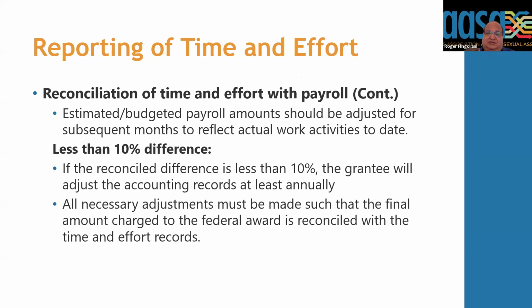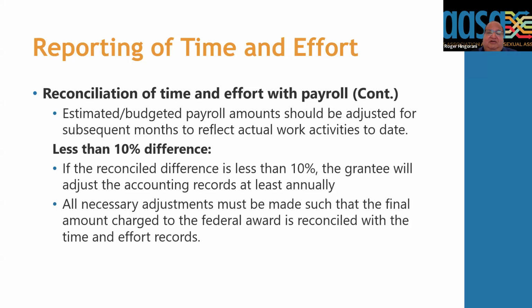If the difference is less than 10%, like I said, this requires your accountants to go change your budgets and move the money around. If it is less than 10%, then you can do this process annually. You can wait till the end of the year and move your budgets to make sure that it matches what they have reported on the time and effort.